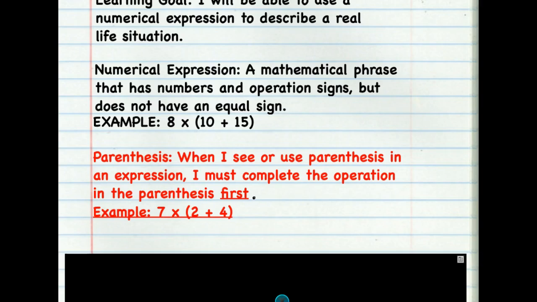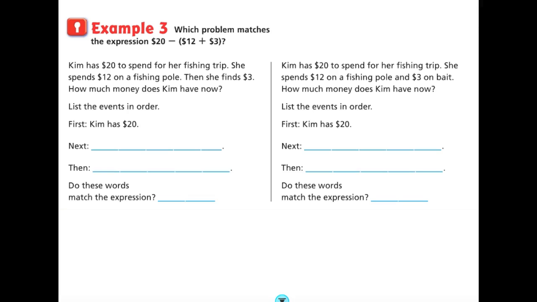All right, so now that you have those notes recorded in your math journal, let's look at one more problem before it's time for you to work on your turn problems. So now we have our final example, example 3. We have a numerical expression written for us, 20 minus parentheses 12 plus 3 end parentheses. So we have to figure out which one of these word problems matches this expression.